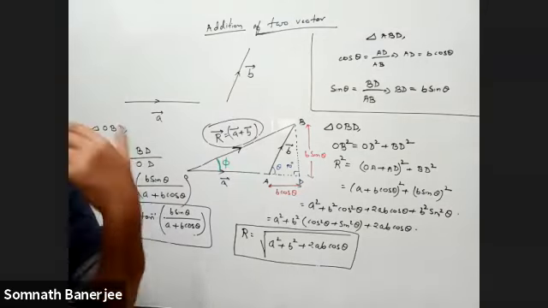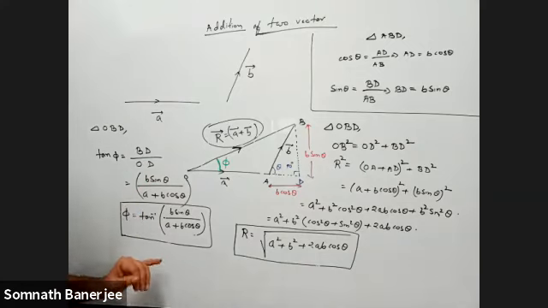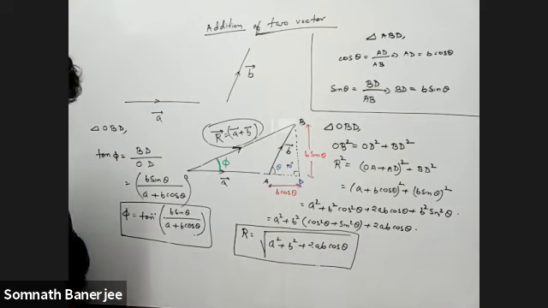You can find it in terms of sine, cos, or tan; theta or phi is phi. Are you getting my point? Understood, sir. So that's why we find the phi, meaning the angle.